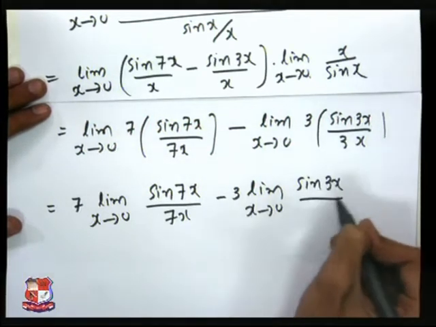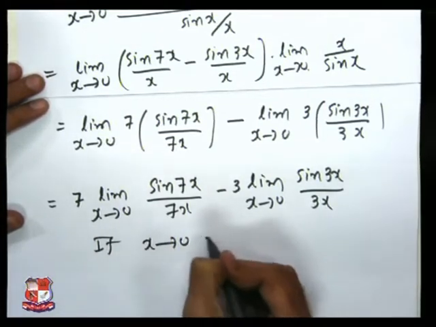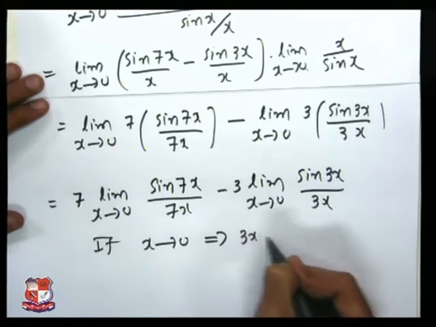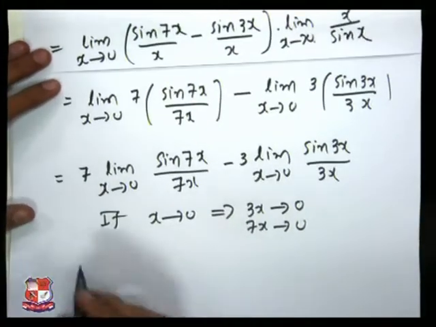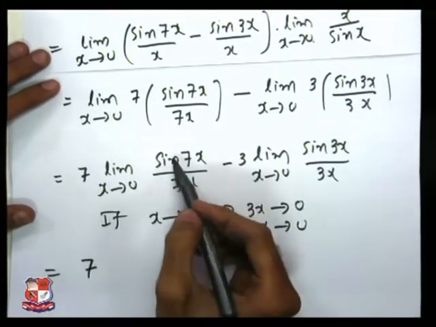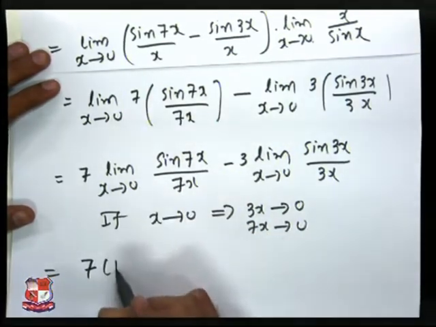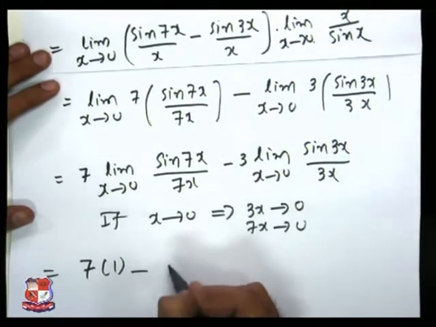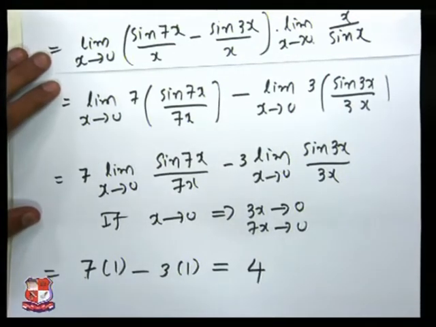Sin 3x by 3x, and if x tends to 0, then 3x tends to 0 and 7x tends to 0. So after all, by this formula, limit theta tends to 0, sin theta upon theta is equal to 1. So this is 7 into 1 minus 3 into 1. So this is 7 minus 3 is equal to 4, which is the answer of our question. So in this way we can solve the examples with limit.